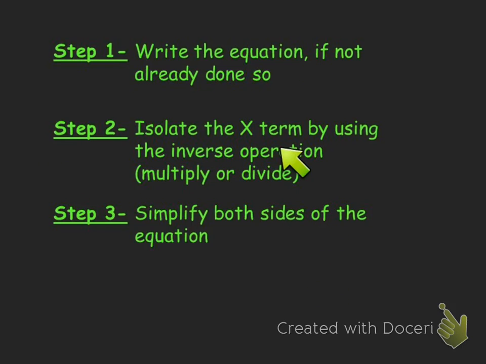Step 2, you're going to isolate the x term or the p term or the w term using inverse operations. Yesterday, the inverse operations we looked at were addition and subtraction. Today, we're looking at multiplication and division, but they're still inverse operations. Then you're going to simplify both sides of the equation. I already said whether or not to write it 3 times, so I'm not going to say it again. Any other questions that I haven't already addressed?